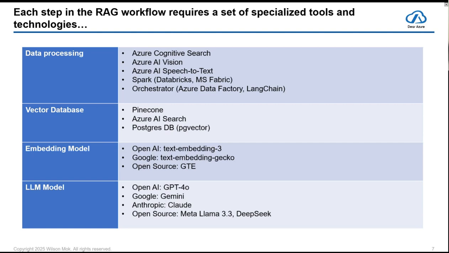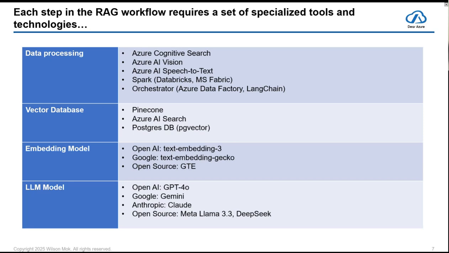With the Azure AI Speech to Text API, we can also process any audio and extract the transcription or the text out of the audio file as well. For data processing itself, the actual data crunching or the compute, we can use Spark, which is available in Databricks or in Microsoft Fabric. There are other solutions that can process the compute of those data as well. Finally, for orchestrators, we're all quite familiar with Azure Data Factory. LangChain seems to be another popular framework or library that people use as well.